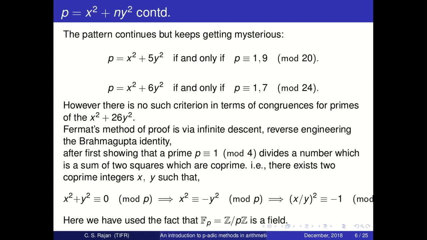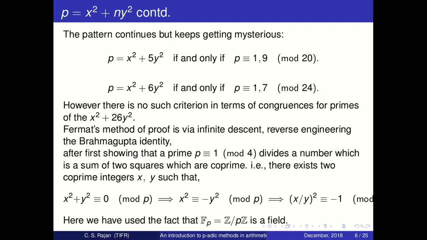P equal to x squared plus 5y squared, if and only if p is congruent to 1 or 9 mod 20. There are two other numbers which should occur, which are 3 and 7, but they don't occur. It's only 1, 9 mod 20. Okay. P equal to x squared plus 6y squared, if and only if p is congruent to 1 or 7 mod 24.